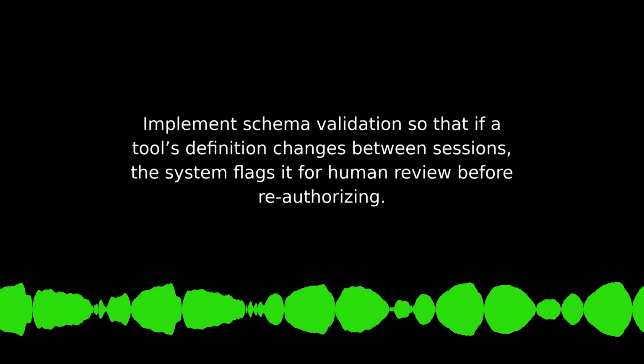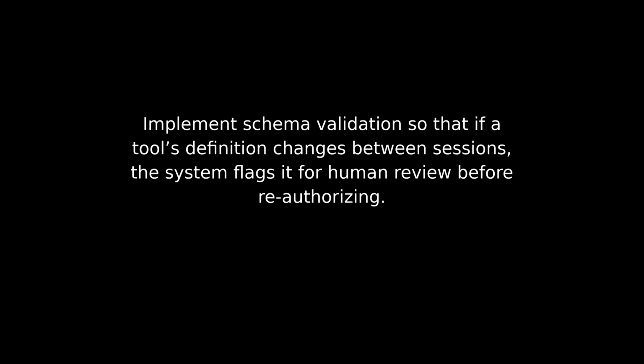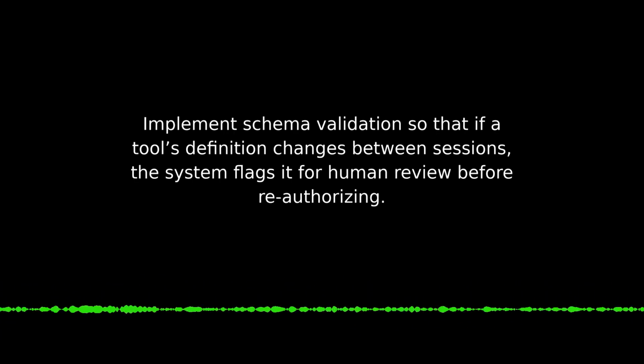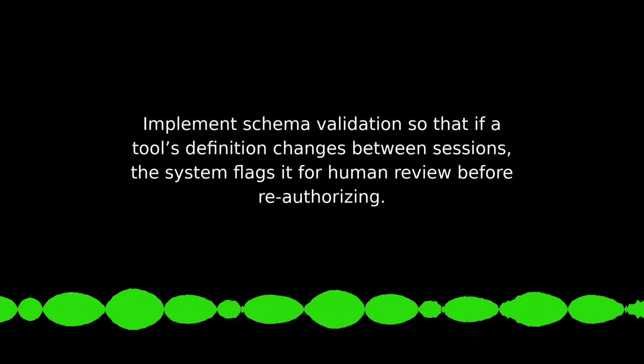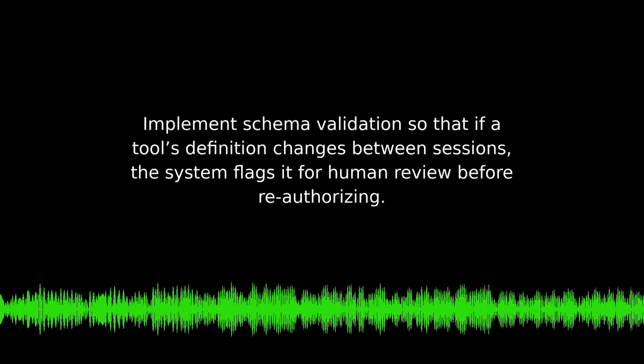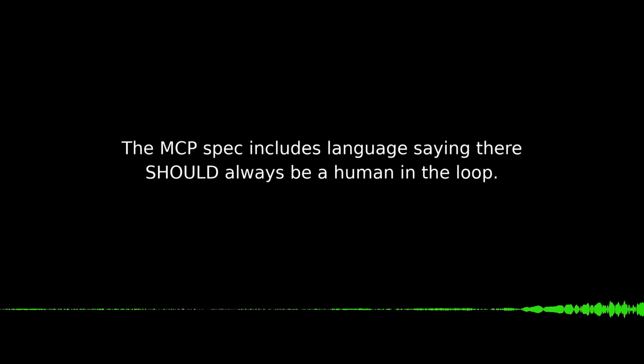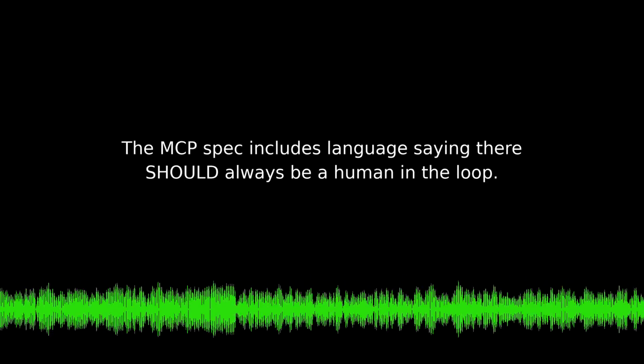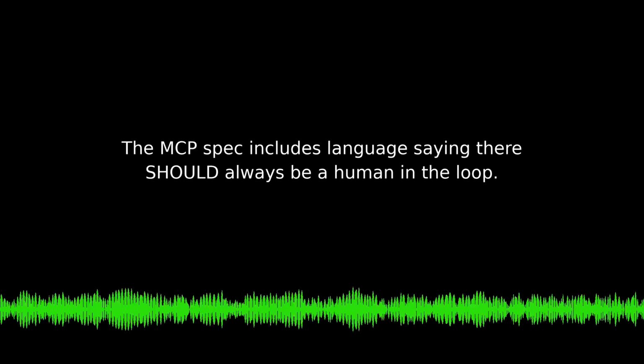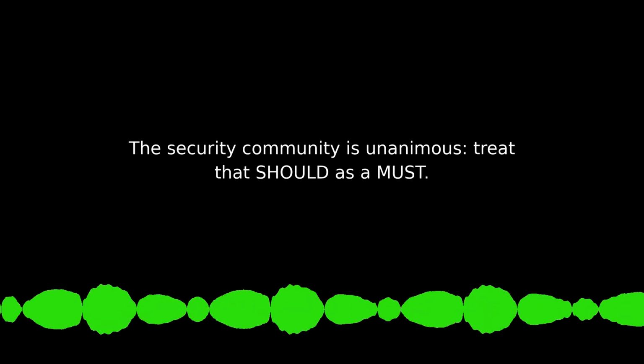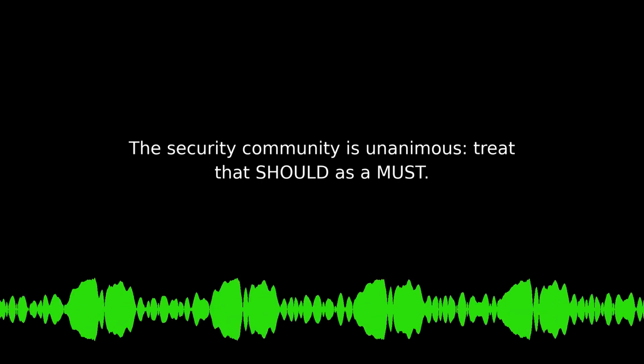Log every MCP tool invocation. Implement schema validation so that if a tool's definition changes between sessions, the system flags it for human review before reauthorizing. The MCP spec includes language saying there should always be a human in the loop. The security community is unanimous. Treat that should as a must.